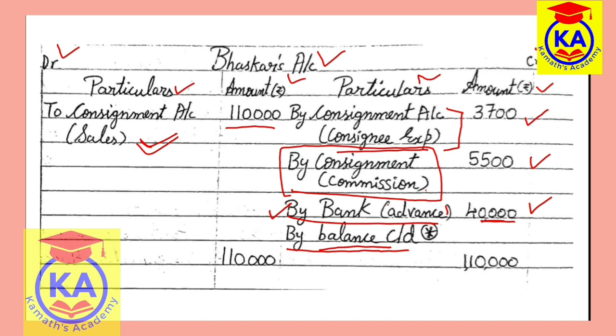Here it's not mentioned in the question, and we are assuming, so you have to provide it as a note. As a note, we are assuming that the final balance due from Bhaskar is not received. In the note you have to write this. I repeat, we are assuming that the final balance due from Bhaskar is not received. But you have to state a note there. So that was about Bhaskar's account.